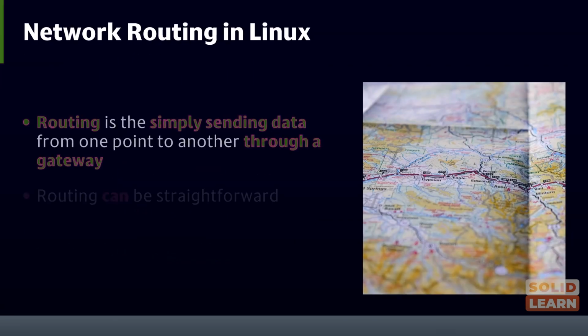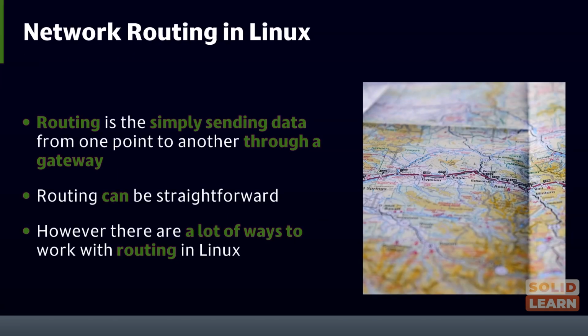So routing is simply sending data from one point to another, right? We're sending data from one point to another through a gateway. The gateway is an important thing to consider here because that's what's connecting two different networks together, okay? Routing can be very straightforward, but there are a lot of different ways to work with routing in Linux, and that's what makes it complicated.